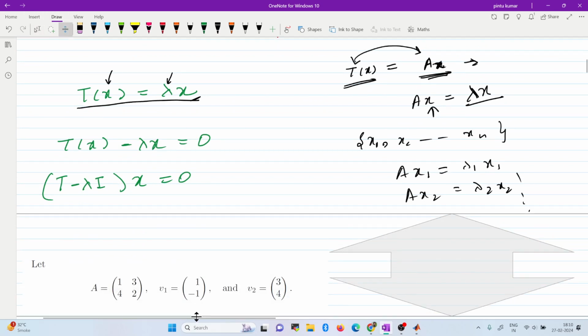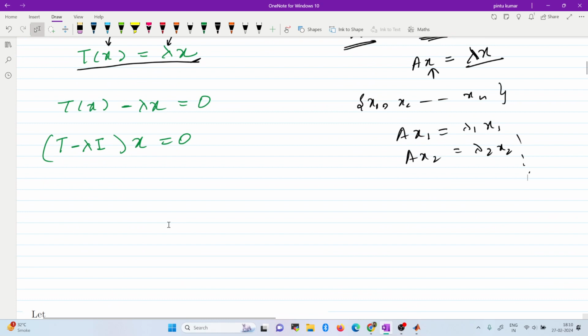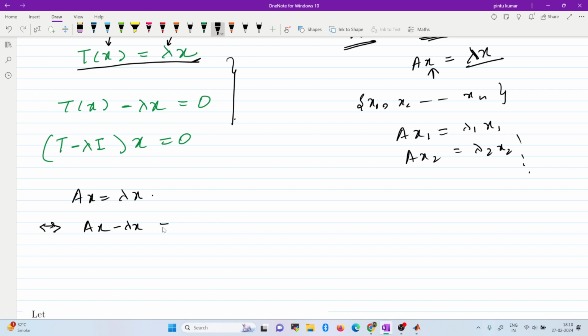So how do we find it? We solve this system of equations. I have written it in terms of T of x over here; I'll now switch to A of x. So if you want Ax equal to lambda x, this is similar to saying that Ax minus lambda x is equal to 0. Remember, here 0 is not your scalar 0, but a vector 0.